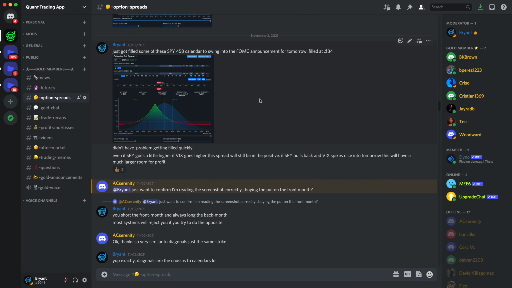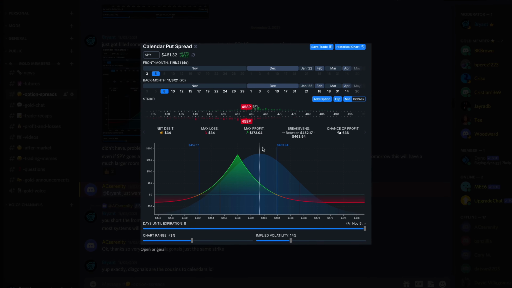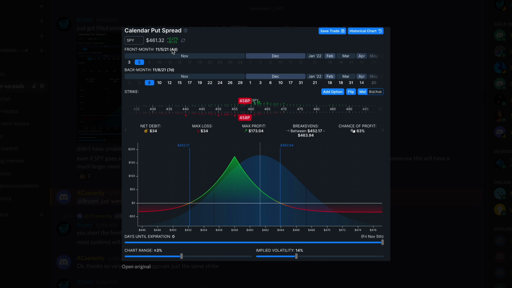Now, for those of you in the premium Discord, a few of you took this trade with me and we opened up the put calendar spread on the Tuesday. So this was the day before the announcement and we were expecting some sort of a pullback. Now, the reason I suggested we use some sort of a put calendar spread is because if price did not move, at this time the SPY was trading at 461.